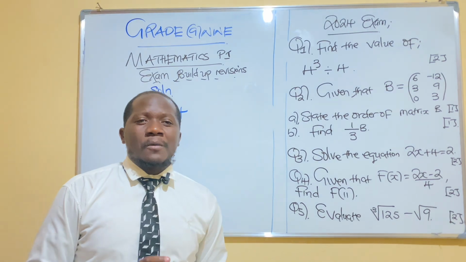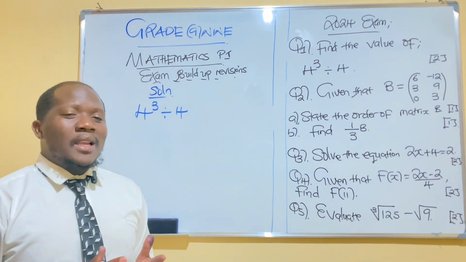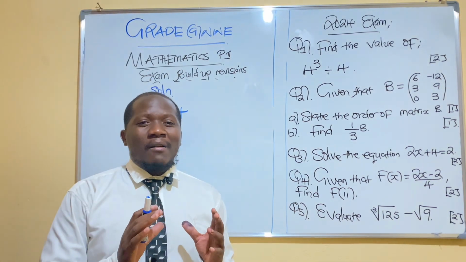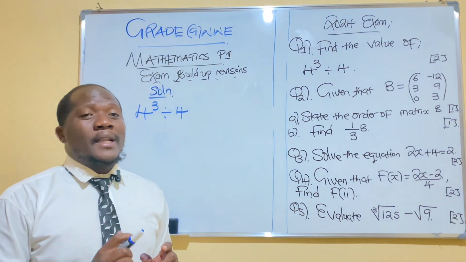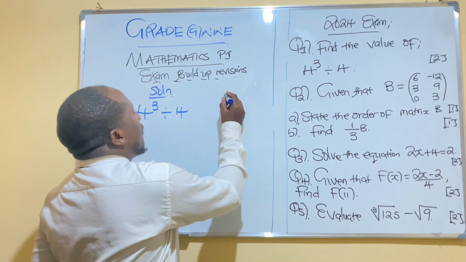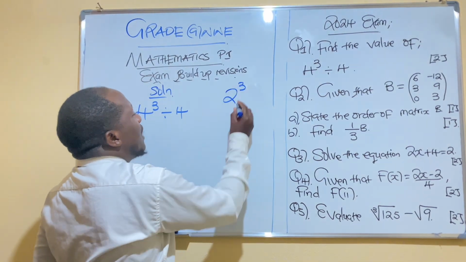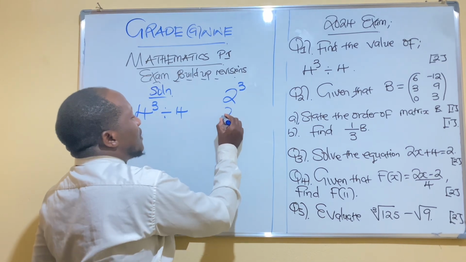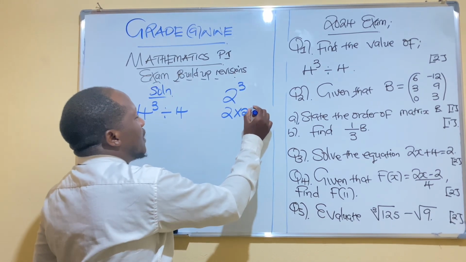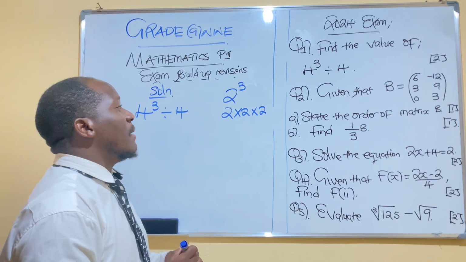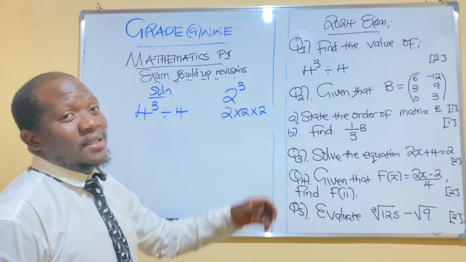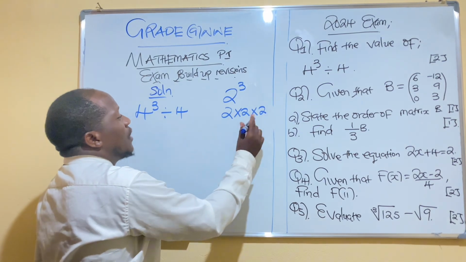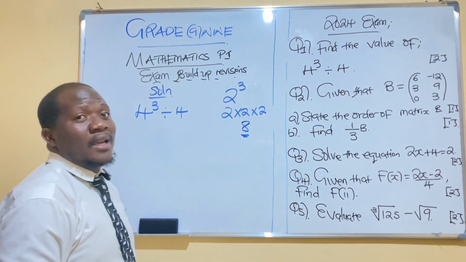I want you to understand that when a number is raised to a certain power, that power is how many times that number is appearing. Implying, if we have 2 to the power 3, this means this 2 is appearing 3 times. So this is going to be 2 times 2, then times 2. But you do not make a mistake by saying 2 times 3, it's going to be a different answer. So 2 times 2 is 4, and 4 times 2 gives us 8.